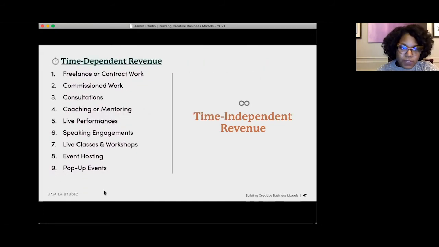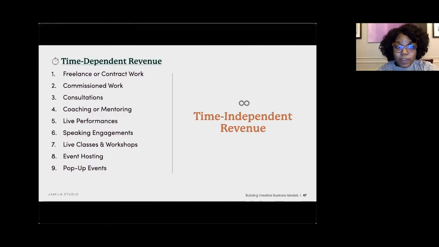So here are some examples of this. When we talk about time-dependent revenue, there's freelance and contract work, there's commission work, you can be a consultant, you can do coaching or mentoring, you can do live performances, you can do speaking engagements or live classes and workshops like I'm doing. So this for me right now is time-dependent revenue. There's event hosting, there's pop-up events, lots of things. These are just some examples of time-dependent revenue.